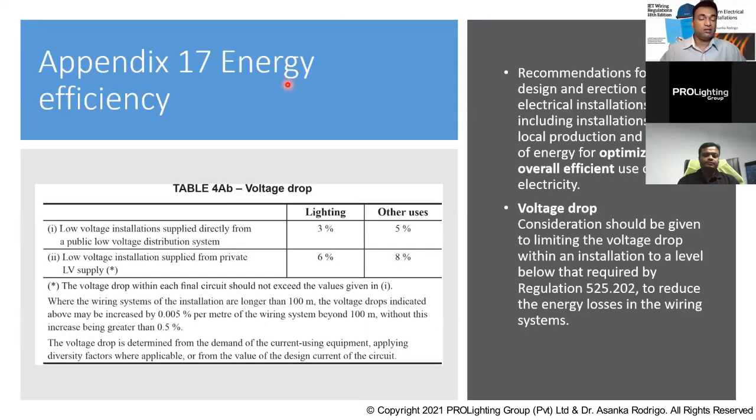Also, in the new standard they have highlighted that energy efficiency in electrical installation is very important. Because of that, they have specified the maximum voltage drop allowed for the design and operation, depending on the type of circuit. When you look at Appendix 16 on energy efficiency, this is a new addition to the standard, and you have to make sure the voltage drop will not exceed the levels given in this table.